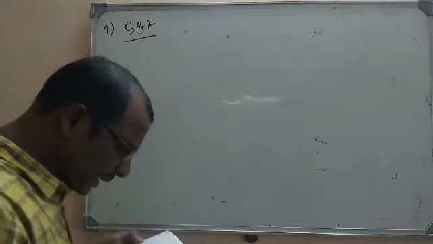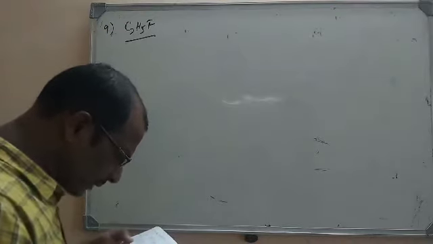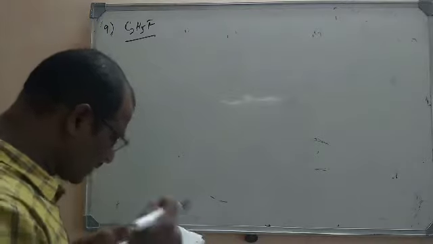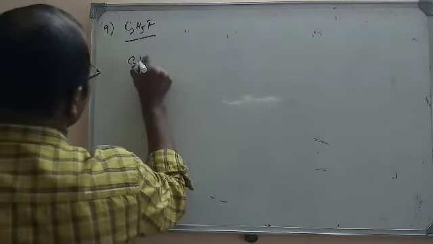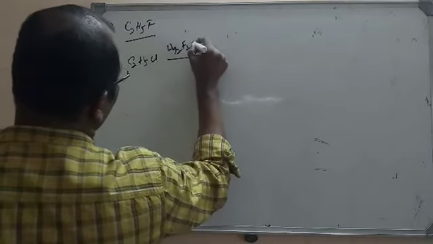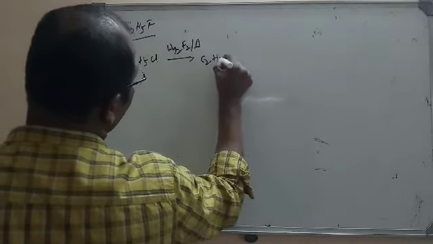Next, ethyl alcohol with HF. Ethyl chloride with mercuric fluoride on heating. So this is the right option here. Look here, C2H5Cl is treated with Hg2F2. What will we get here?